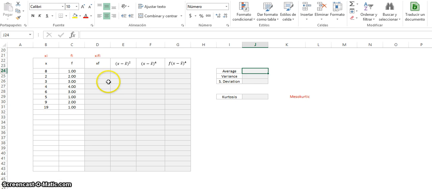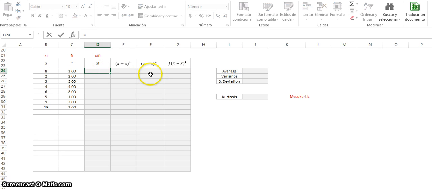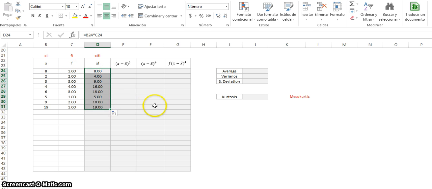Now, for the kurtosis, you need to consider this structure. This is non-group data still, but we have an x value and an f value. So for the average, you need to multiply first x times f. So let's do it for the first line, and then copy the total formula.